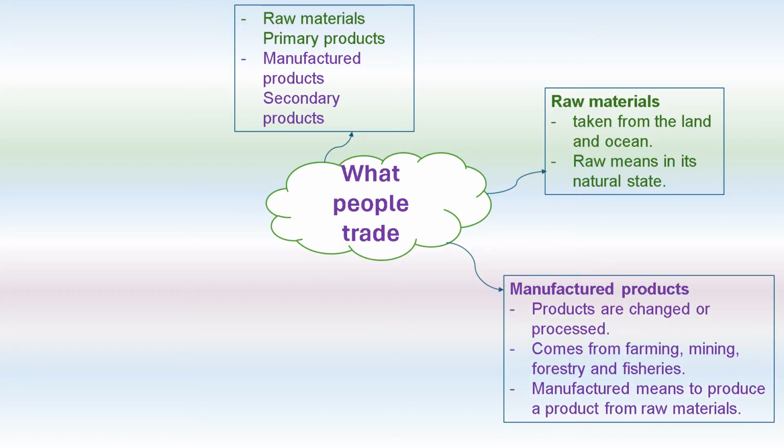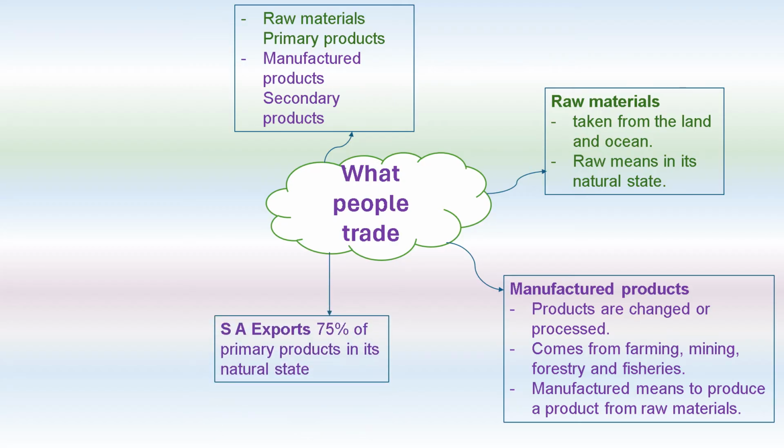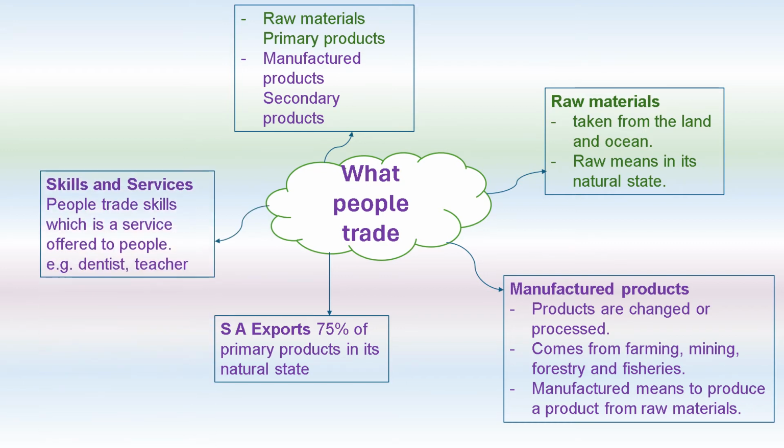Then we get manufactured products. So, manufactured products are something that is changed or processed, and this comes from farming, mining, forestry, and machines. So, basically, they take raw materials and they change it into manufactured products. So it is produced into another product. Now, South Africa basically exports 75% of its natural products to another country. Now, these products are in its natural state.